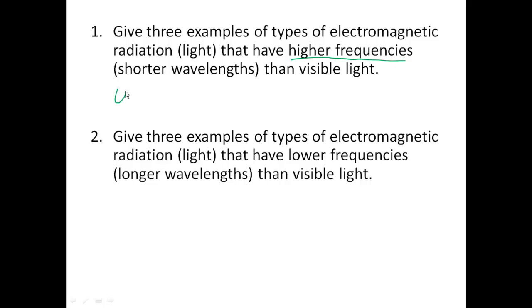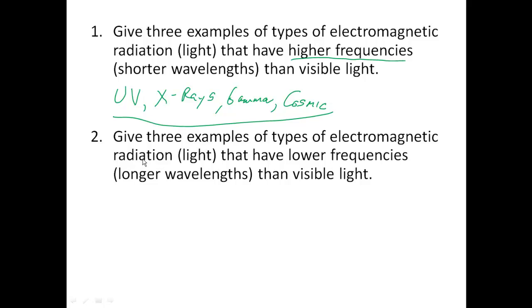So that would be ultraviolet light, and we do that because, remember, we wear sunblock to protect us from ultraviolet light. We have X-rays, which are far more damaging. We have gamma rays, which come from the sun, and we have cosmic rays, which also come from the sun.